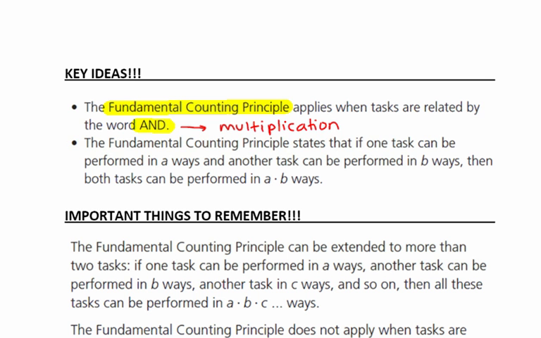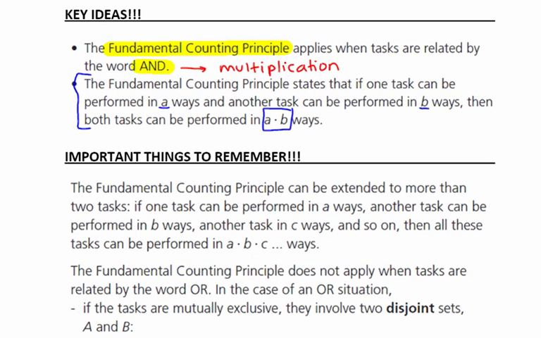The fundamental counting principle states that if one task can be performed in A ways and another task can be performed in B ways, then both tasks can be performed in A times B ways. And that is the fundamental counting principle, what we just did. So there are 6 ways we can roll the blue die, and there are 6 ways we can roll the red die. So if we're going to roll both red and blue, it'd be 6 times 6.